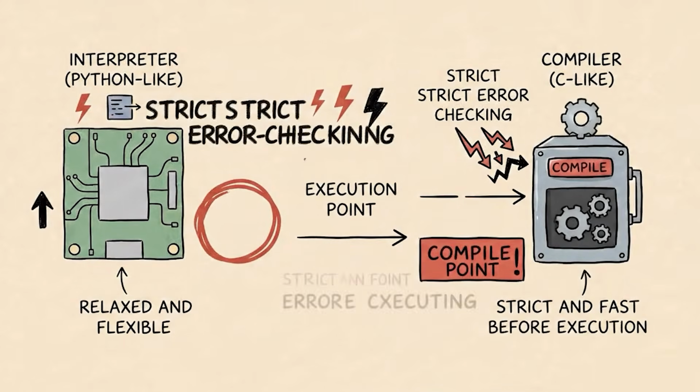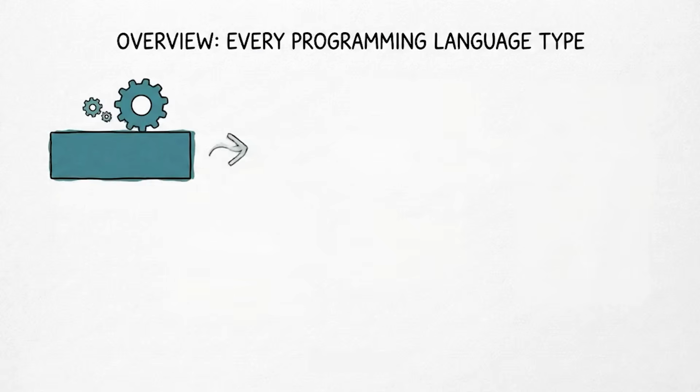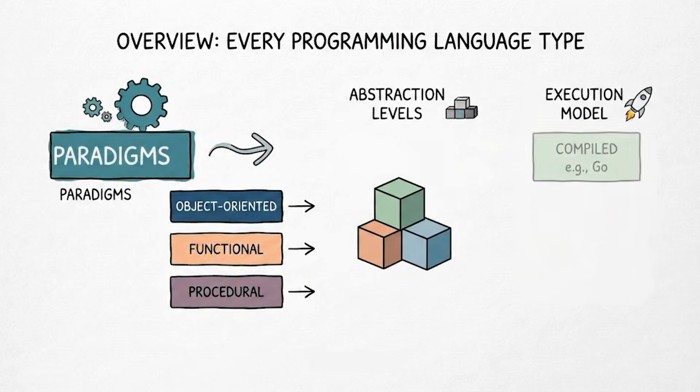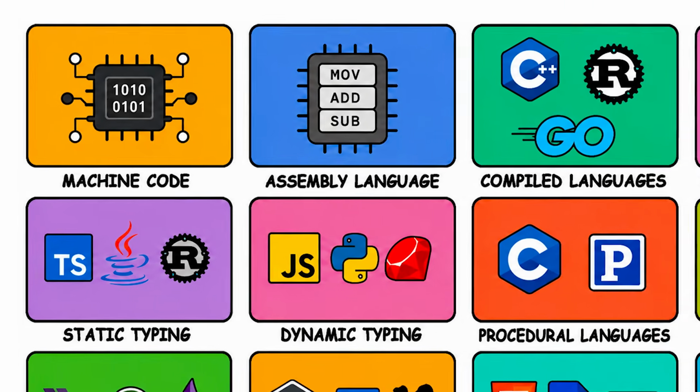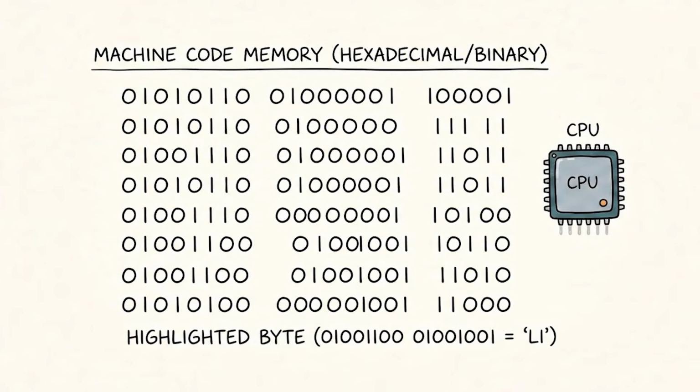Categories that explain why Python feels nothing like C. And why some languages scream at you before your code ever runs. This is every programming language type, explained. Machine code. Every fancy language you've ever heard of eventually becomes this.